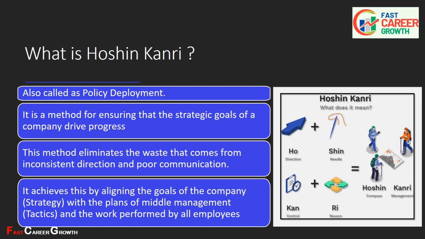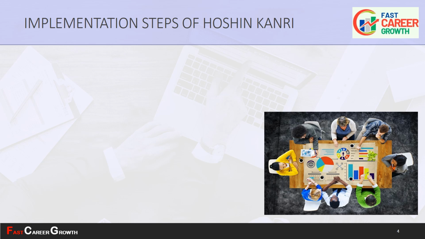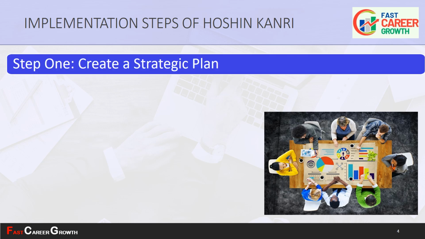It achieves this by aligning the goals of the company, strategy, with the plans of middle management, tactics, and the work performed by all employees, operations. Implementing Hoshin Kanri. One way to understand Hoshin Kanri is to walk through a typical set of implementation steps.